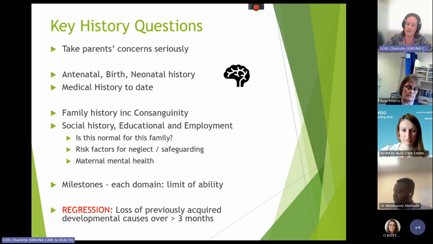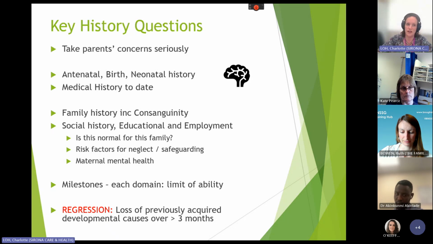We're not expecting an Einstein to be born from a family where neither parent has managed to attain their GCSEs. So try to balance whether something's normal for this family, but also use your knowledge of the family and of any safeguarding concerns to think, could there be neglect involved here? And remember that maternal mental health can also impact on early development.